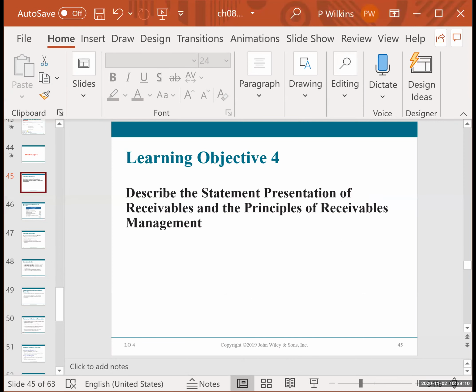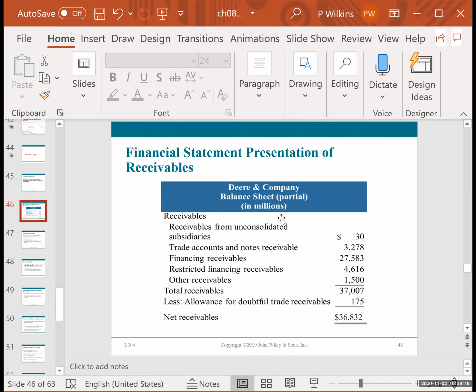Receivables. So this section is just talking about how the receivables show on your financial statements, and how you go about managing the receivables. If we look at the statement here, it's showing a pretty detailed breakdown of the receivables. You're not going to see this on the financial statements in this class. You're just dealing with accounts receivable and notes receivable.